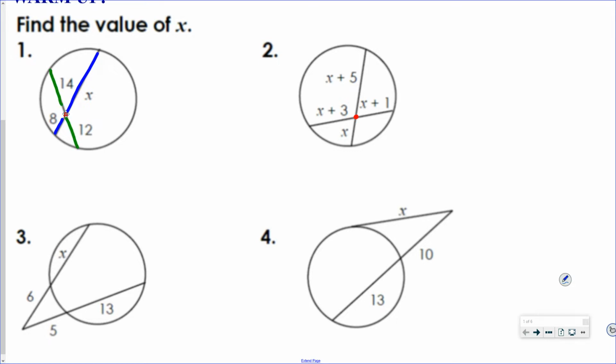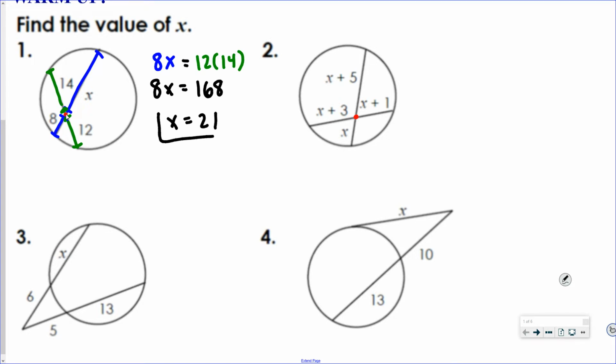that whatever segments it splits the chord into, like this one's 8 and x, their products are equal to each other. So the product of 8 and x would be 8x. That's going to be the same as the product of the other segment pieces, so 14 and 12. Which 12 times 14 is 168. So then to solve this for x, you just divide by 8, you get 21. Okay, that's the rule.